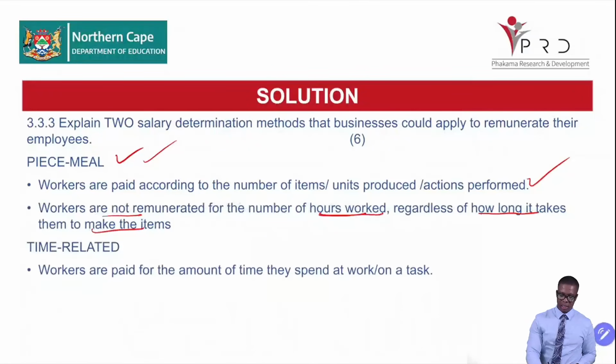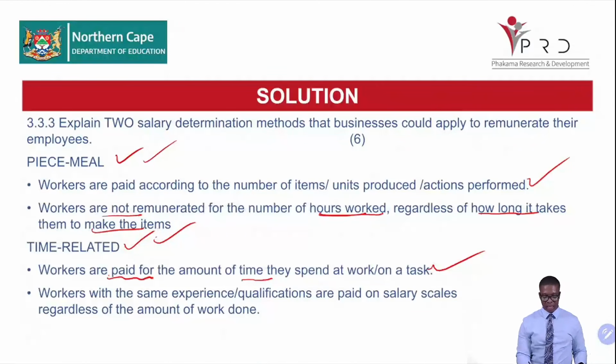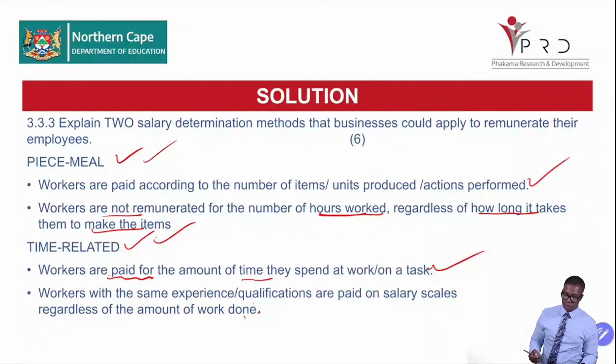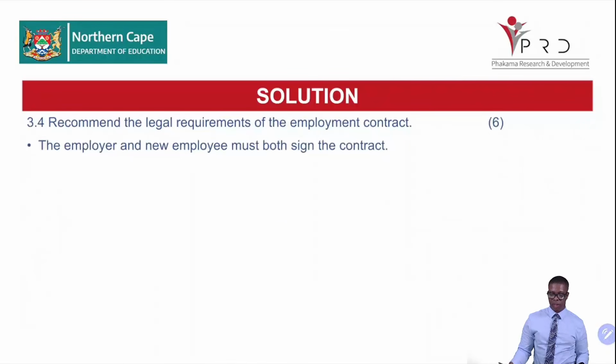Then time related, we give it 2 marks, and when you give that explanation, we give you 1 and say, now time related, explain to us. It says workers are paid for the amount of time they spend at work or on a task. So here a worker is paid on the number of hours they spend at work. Then workers with the same experience or qualifications will be paid on a salary scale regardless of the amount of work they have done. Then let's move to another aspect, which is now the legal requirements of an employment contract.